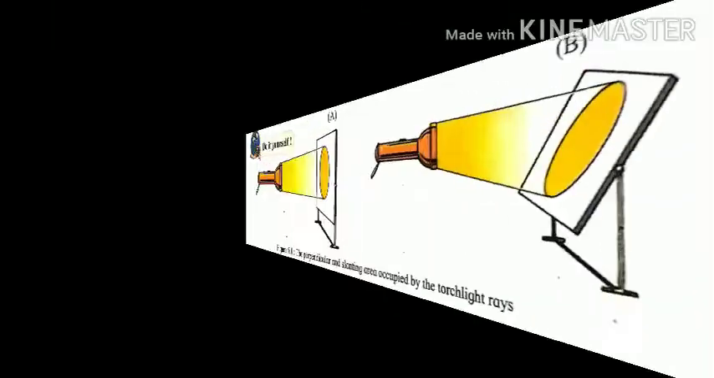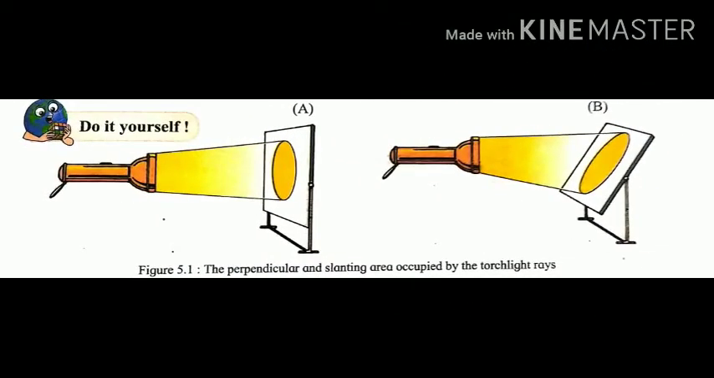So now let's get started with the activity to understand the perpendicular and slanting sun rays. In this activity, take a torchlight and keep it stable at one place. Take two large paper sheets which are large enough to accommodate the entire beam and paste the papers on two flat boards. Now hold the board perpendicular to the beam as shown in figure A.